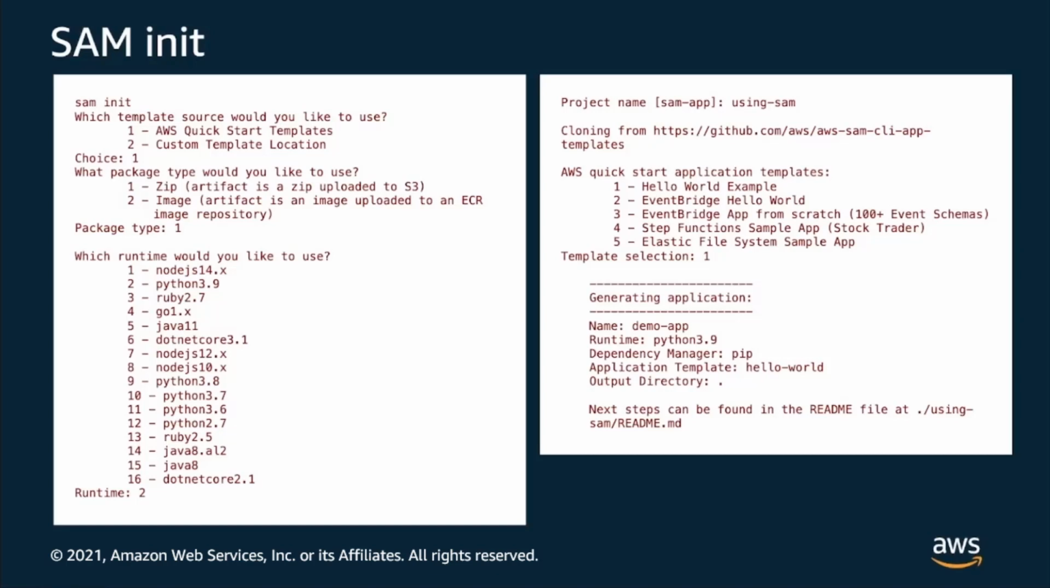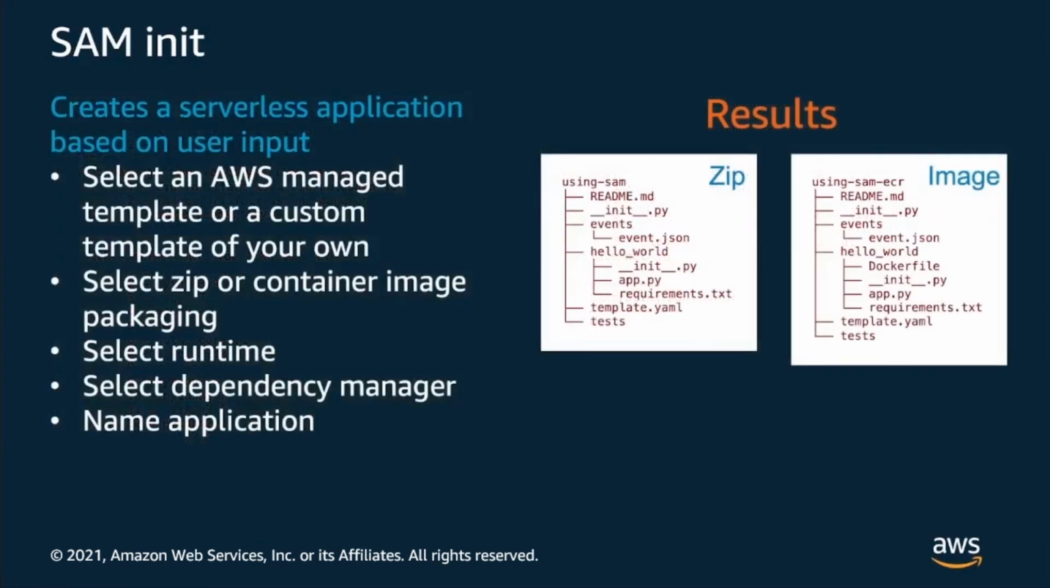And then what it's going to do is it'll actually show, all right, you have an app named Demo App. It's going to be Python 3.9. Your dependency manager defaults to pip. The application template is a Hello World template, and the output directory is the root you're in. And it tells you the next steps that you can read. So when that's exported, then these are your results, right?